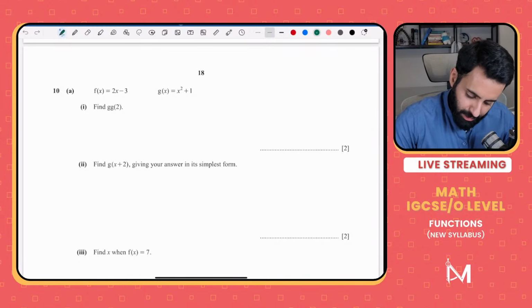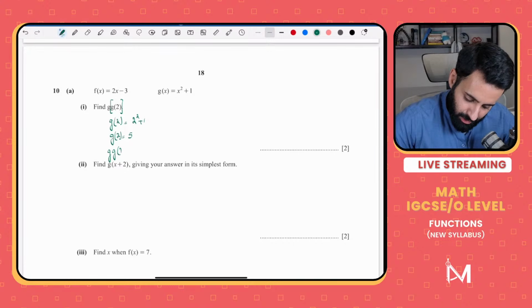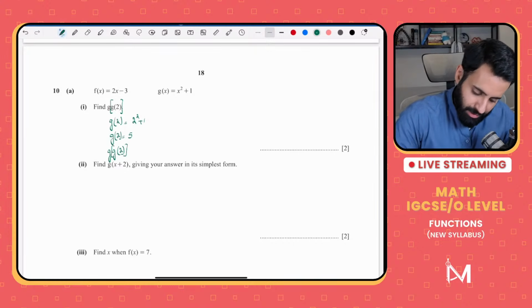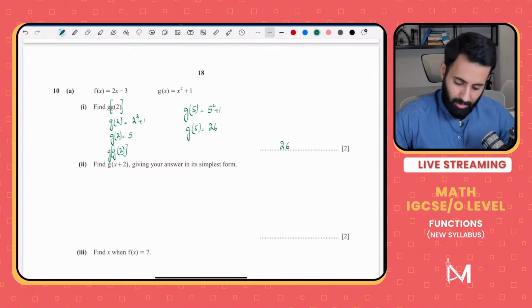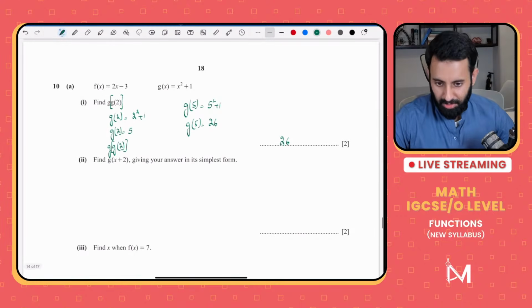We'll have to do this in two parts. First, let's find out g of 2. So g of 2 is going to be 2 squared plus 1. So 2 squared plus 1 means 4. 4 plus 1 is 5. So now the g of 2 part, we know that is equal to 5. So that means now we can simply find g of 5. That's going to be 5 squared plus 1. So that's equal to 26. And make the habit of writing the answer 26 in the answer space that's given.